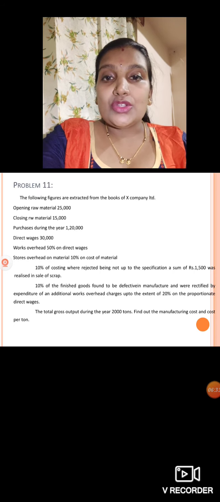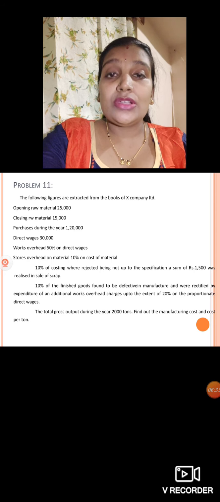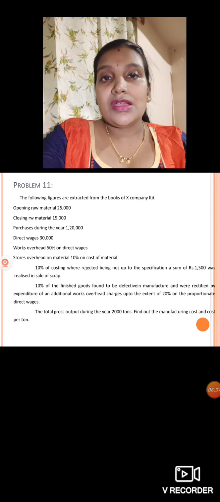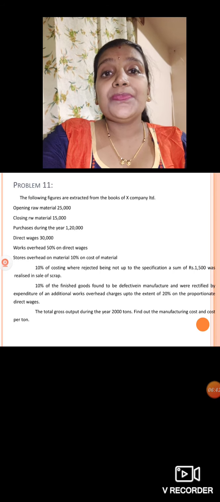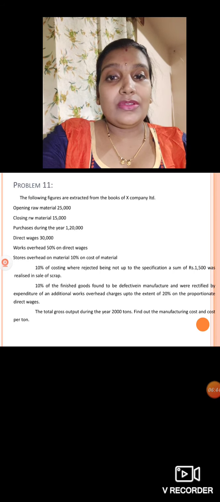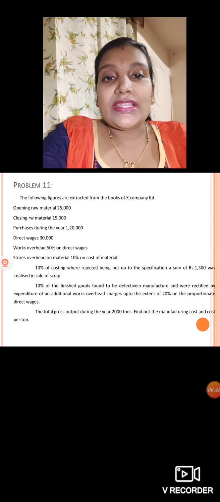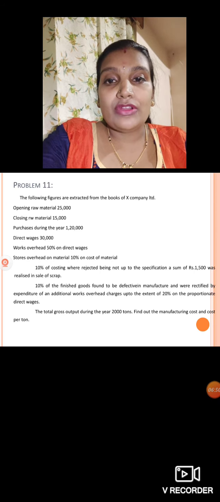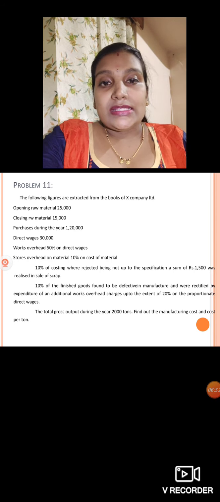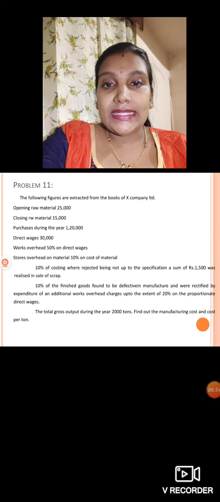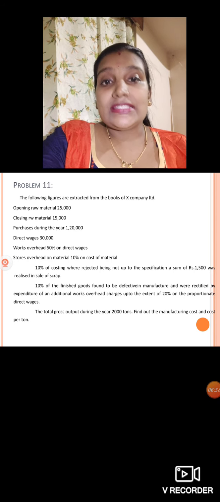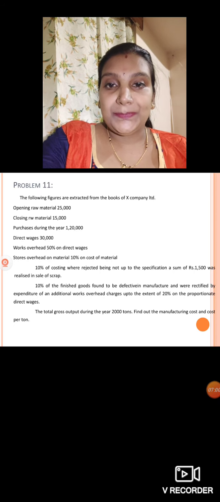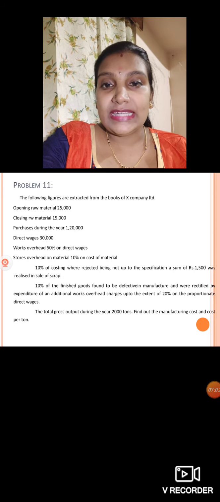Stores overhead on material, 10% on cost of material. Cost of material before material consumed, before sale of scrap, whatever value you get, on that you should take 10%. Similarly, 10% costing were rejected, and they have sold it for 1,500 as scrap. Then 10% finished goods were found defective, and additional overhead charged on that is 20%, on proportionate direct wages.